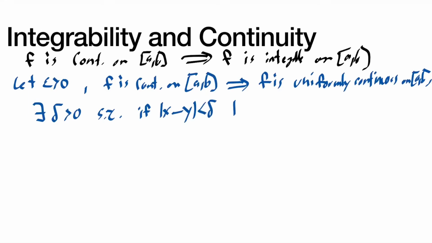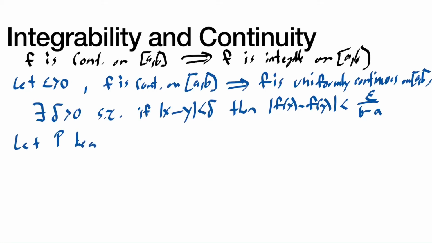such that if |x minus y| is less than delta, then |f(x) minus f(y)| is less than, and I would normally put epsilon, but now I'm going to put epsilon divided by b minus a, and that's because we're going to add up a bunch of these things, and each one is going to be less than epsilon, but then we're also going to have to add the whole region together. Okay, so now what we have to do is we just have to let P be a partition.